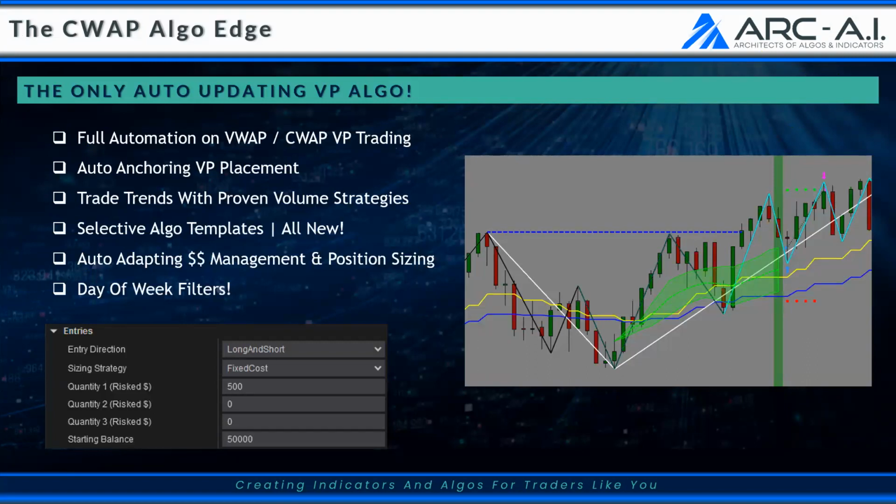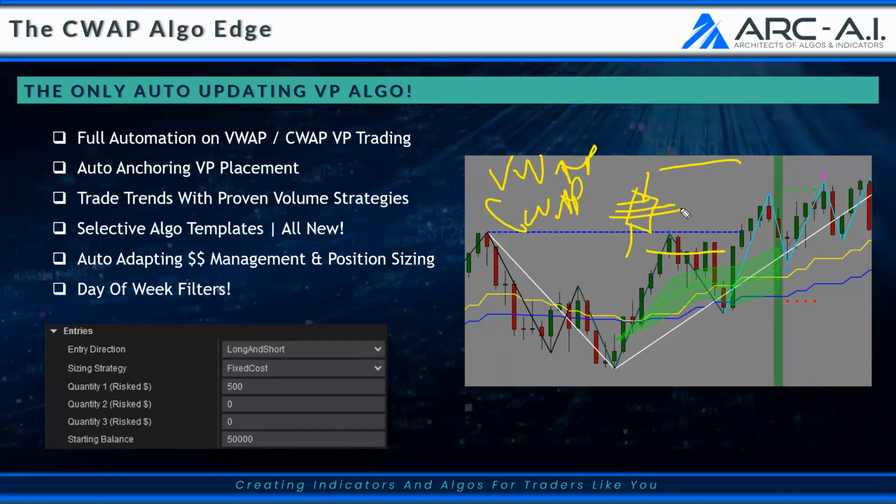The only auto updating volume profile algo, full automation on anchored VWAP and CWAP trading. I am going to go into what CWAP is because I don't think I have time for the video. So VWAP stands for volume weighted average price, right? VWAP looks at the volume across the entire bar. Okay? The CWAP looks at only the cluster of volume for each bar.